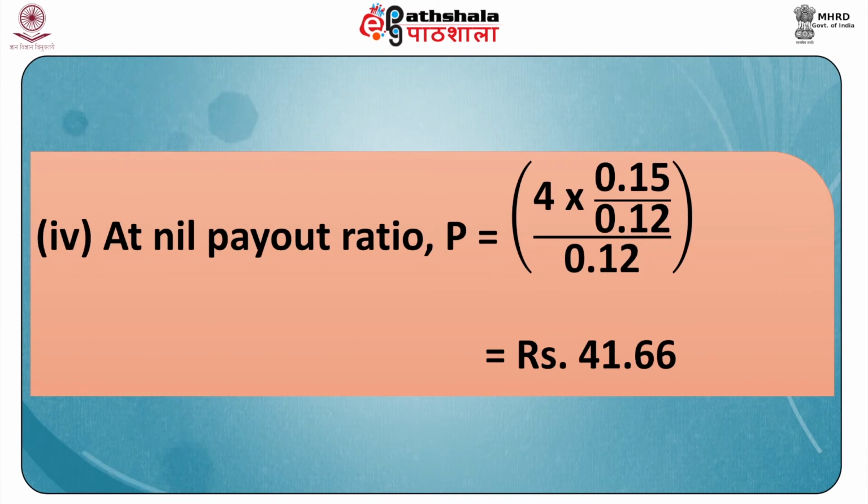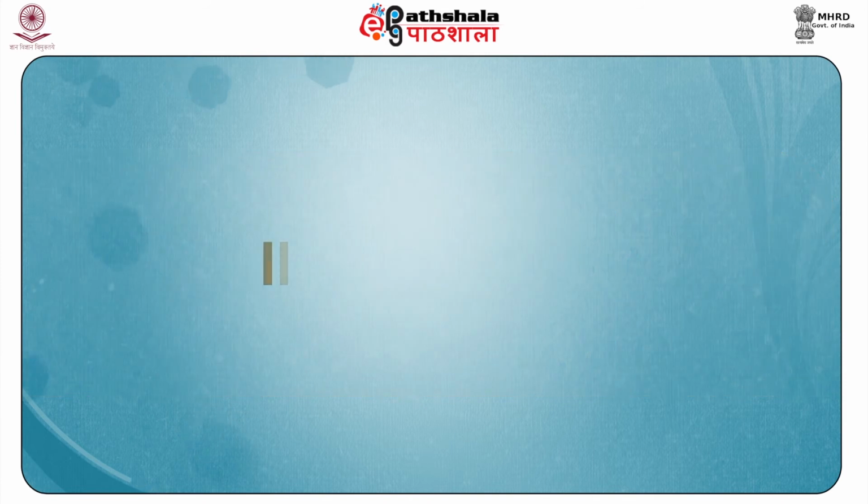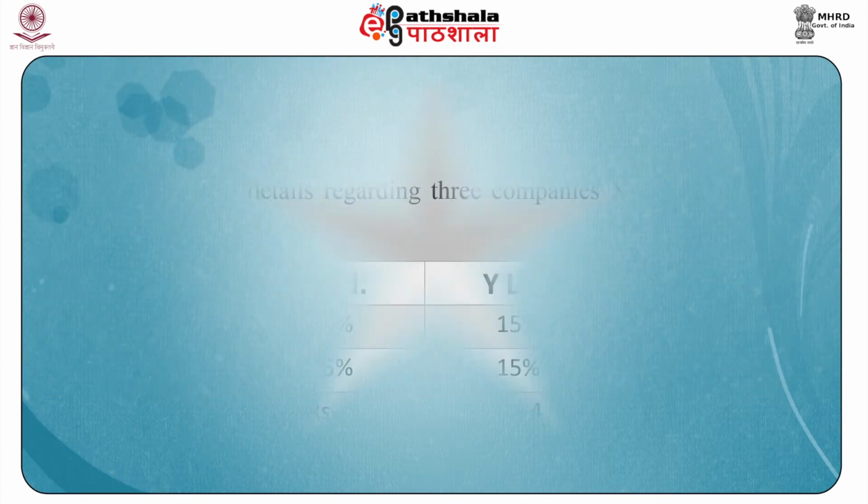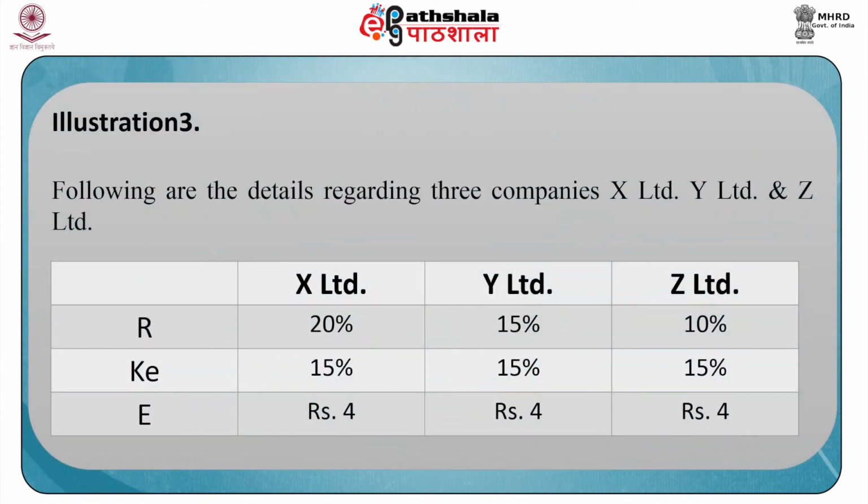Fourth, at nil payout ratio, P is equal to (R into 0.15 divided by 0.12) whole divided by 0.12. We get the value of rupees 41.66. Illustration 3. Following are the details regarding three companies X Limited, Y Limited and Z Limited.